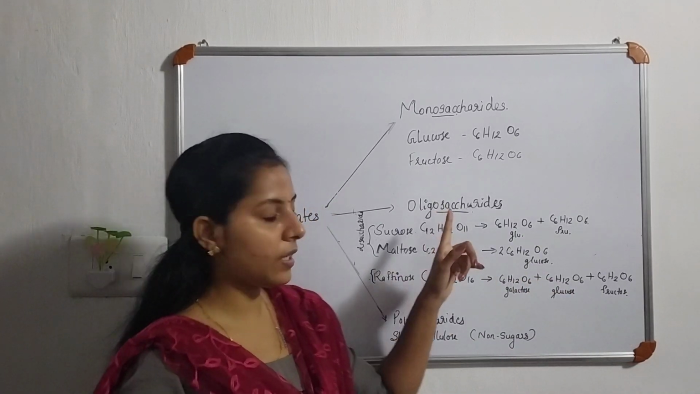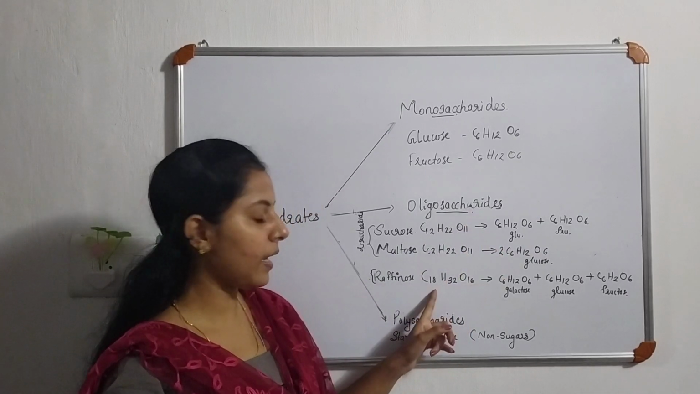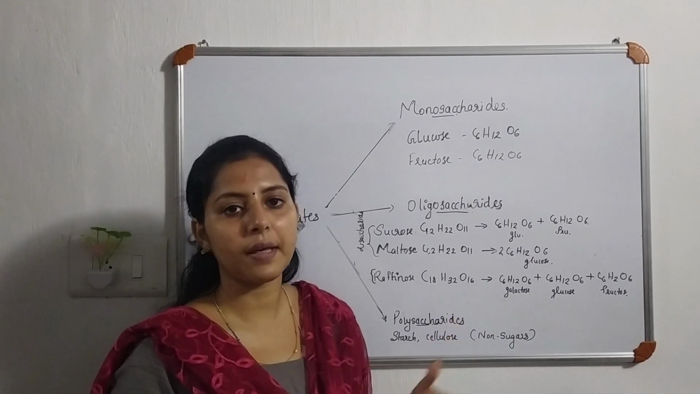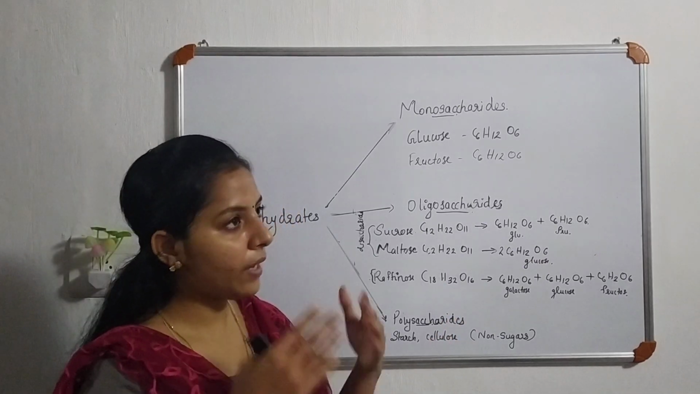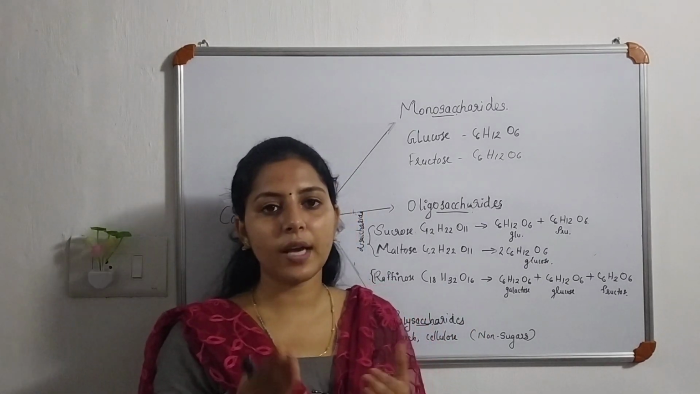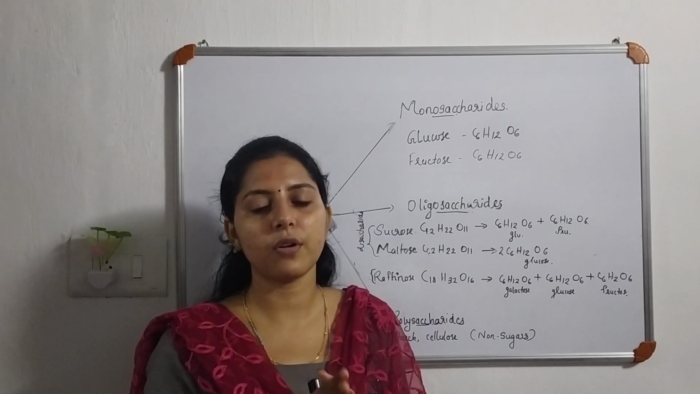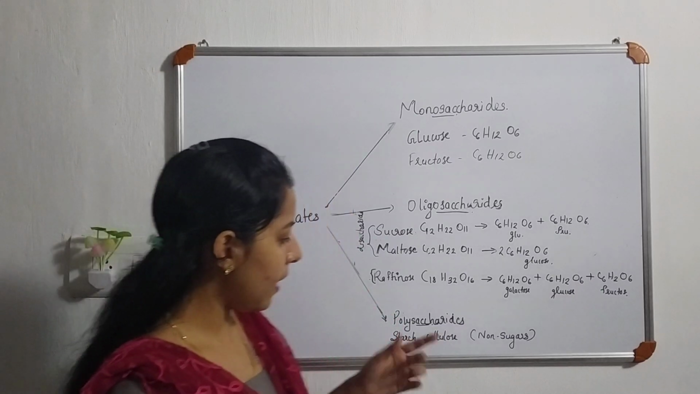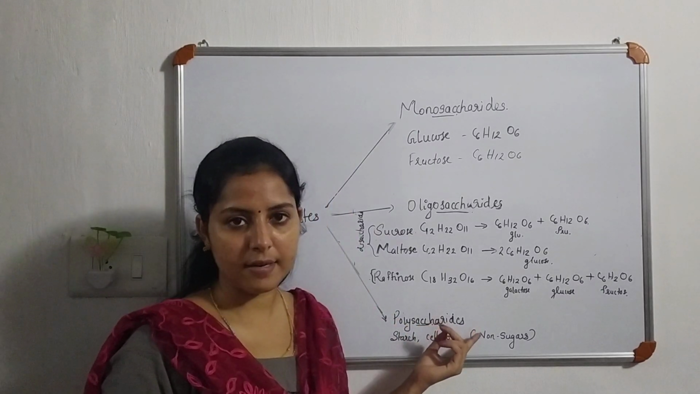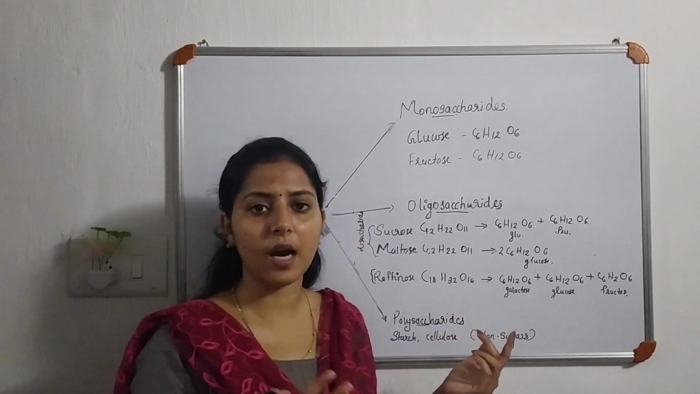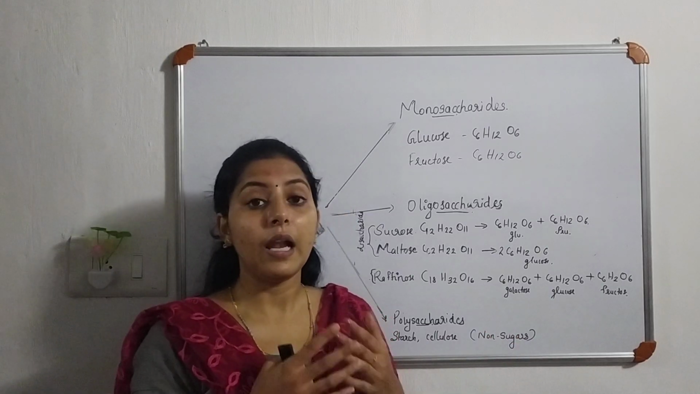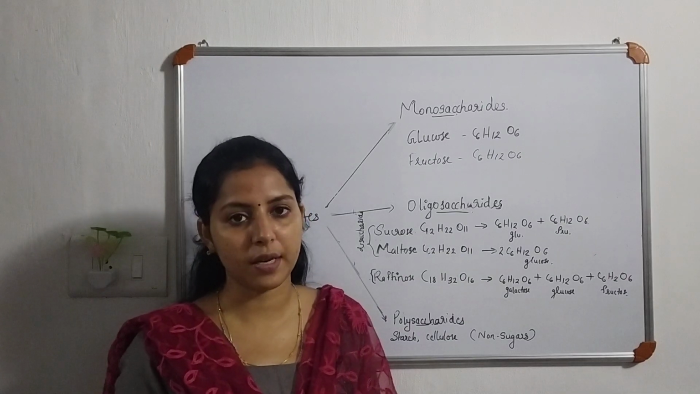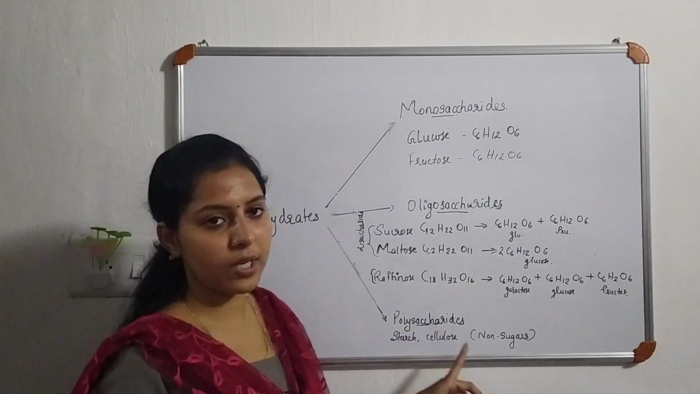So raffinose comes under the category of oligosaccharide. It can be termed a trisaccharide because it gives 3 monosaccharide units on hydrolysis. So any carbohydrate which gives 2 to 10 monosaccharide units on hydrolysis is called an oligosaccharide. The last classification is polysaccharides. Polysaccharide means the carbohydrates which on hydrolysis give a large number of monosaccharide units, more than 10. The examples are starch and cellulose.